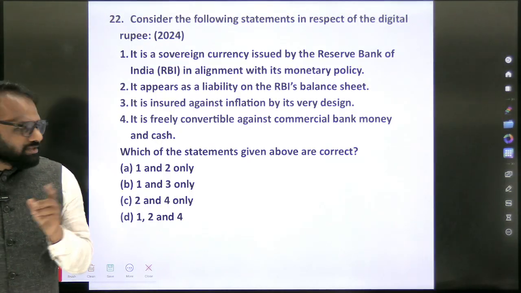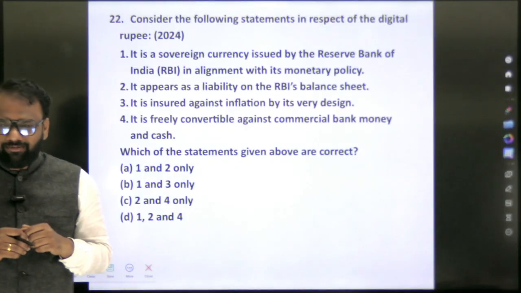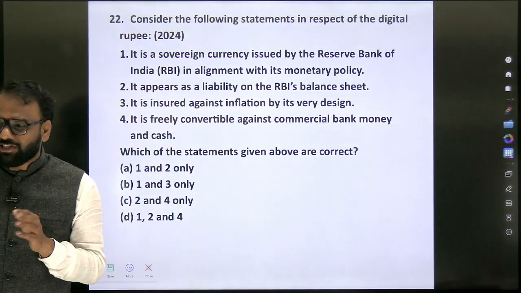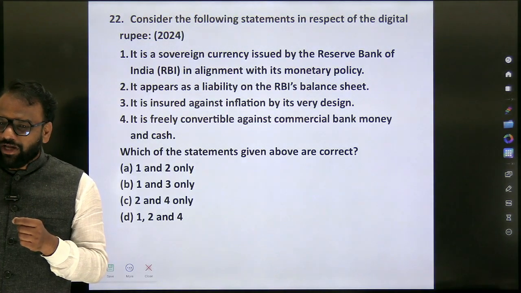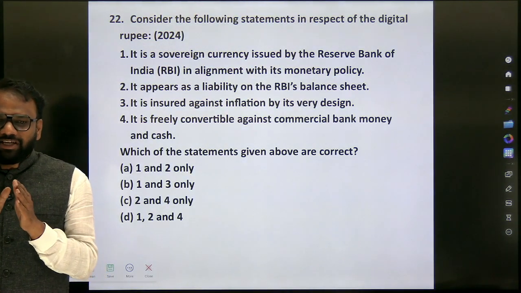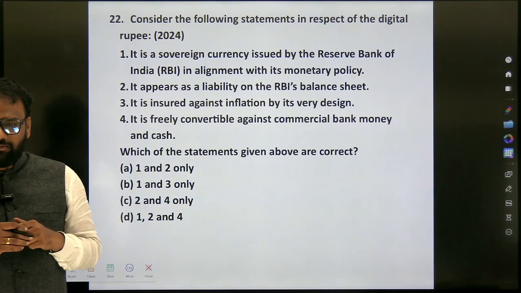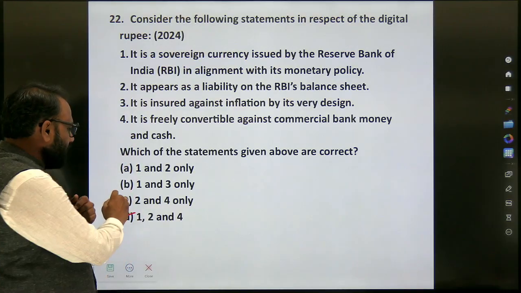Now, digital rupee, look at the fourth option. It is freely convertible against commercial bank money and cash. If this feature is not allowed, then no one will switch to the digital rupee. So easy convertibility should be there. Digital rupee should be converted into cash, and cash into digital rupee. So this convertibility is easily available. So the fourth option should be part of the answer.